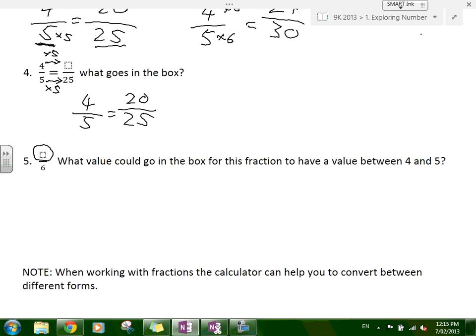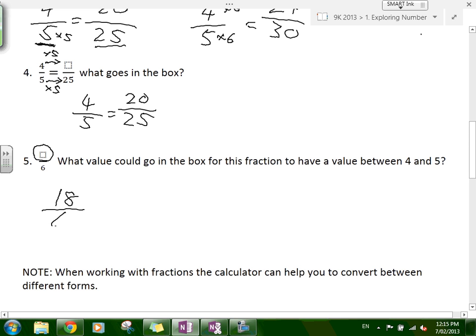So for example, if I did 18 over 6, type it into your calculator, what does 18 over 6 equal? 3. Yeah, so that's equal to 3. Is that between 4 and 5? No, it's not. It's 3. So what value could we pick? Well, okay, let's try 24 over 6. That equals 4. So 24 over 6 is 4, so it's not between.